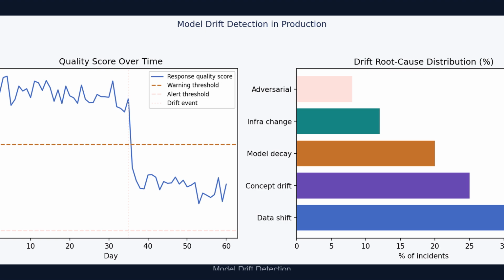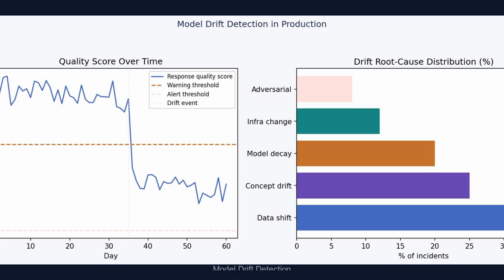The root cause breakdown on the right shows that data shift is the dominant driver of drift incidents. The distribution of real user queries has moved away from what the model was trained on. Model decay and concept drift are secondary factors. Understanding the root cause matters because the remediation is different for each. Data shift calls for retraining on fresh examples. Concept drift may require updating your training taxonomy, and model decay suggests your base model weights need refreshing.